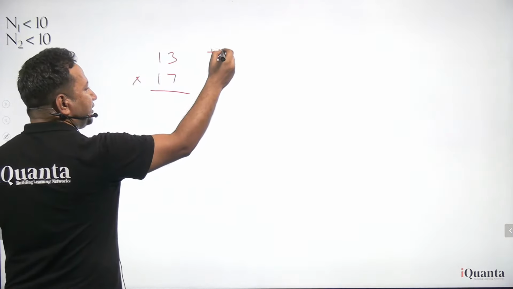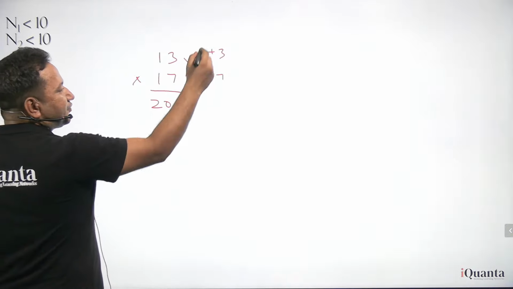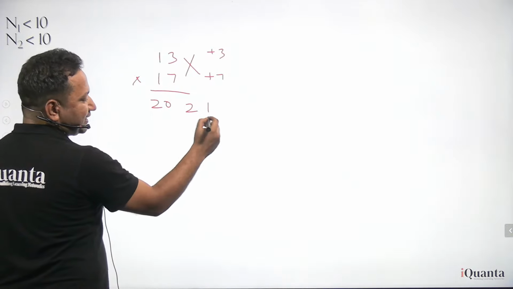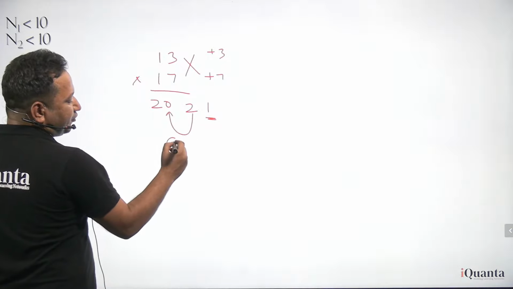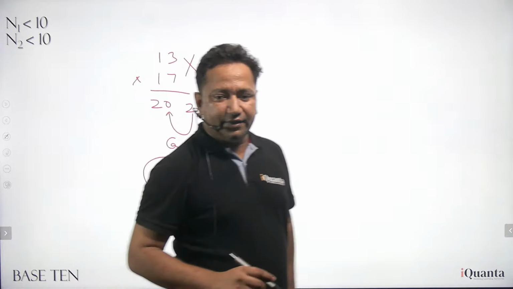So here we have plus 3, here we have plus 7. Just add it up, you get 20. 3 sevens are 21, only one digit is allowed. 2 will be carried forward, and that is how we get 221. Well done, everyone.